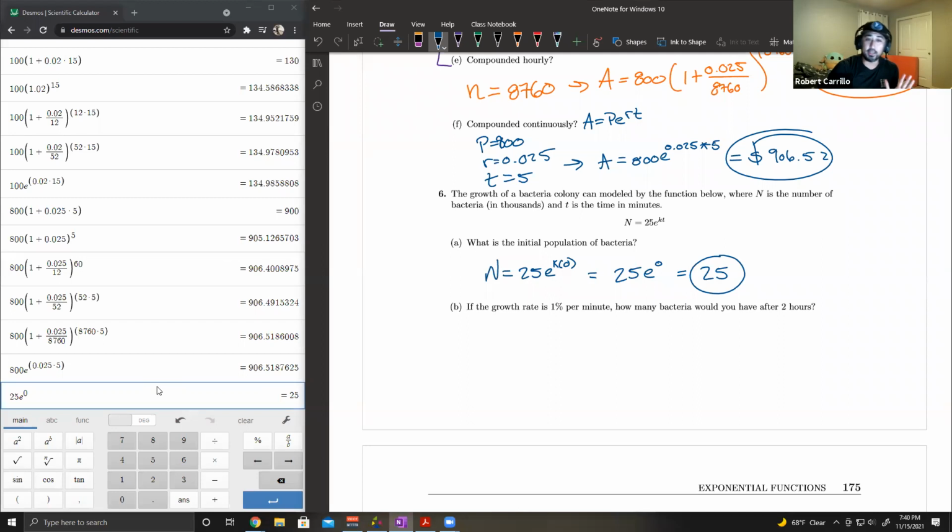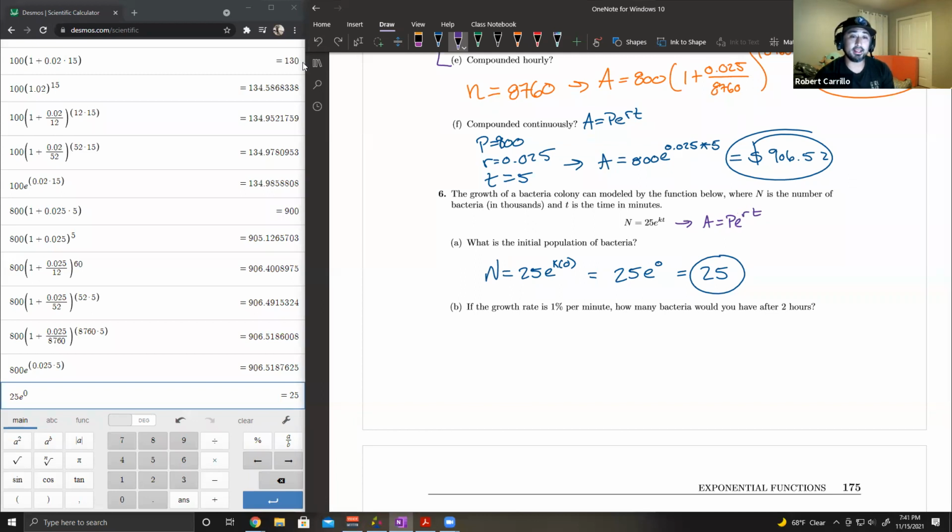Or there's an easier way to think about this. This is very similar to A equals P times e to the rt, where if you remember this formula, P is the beginning amount. So if you reference this one, 25 would have been the beginning amount. That's a lot easier to state than plugging in 0 and having to figure that out. But either way works.